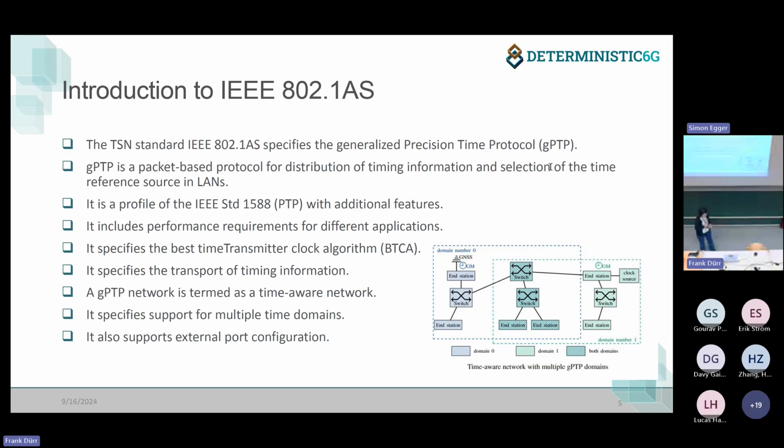In this figure, you can see that on the left-hand side, we have a domain, blue, which is domain number 0. It is synchronized with the GNSS. And on the right-hand side, we have domain number 1, which is synchronized to an arbitrary clock. And in the middle, the nodes are synchronized to both domains.